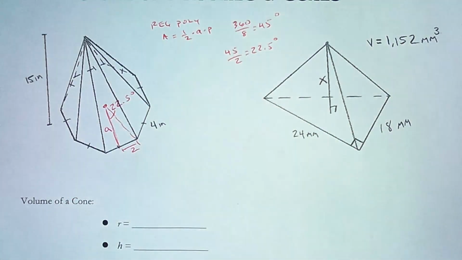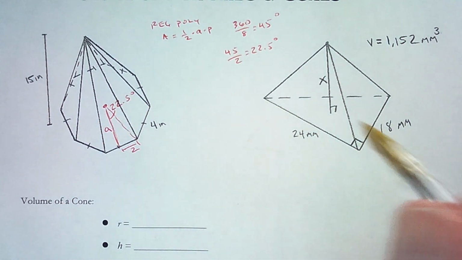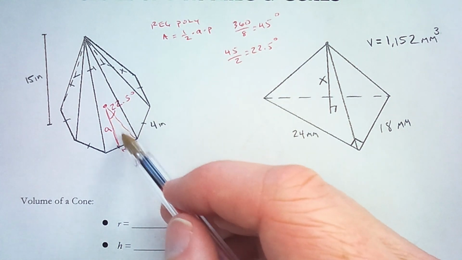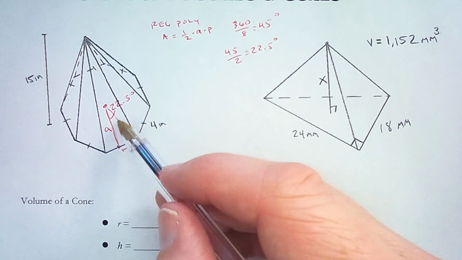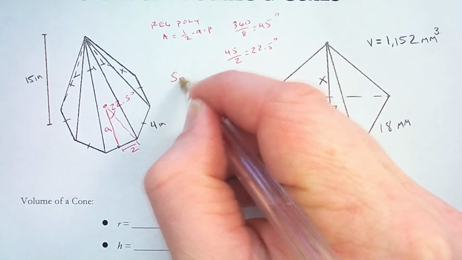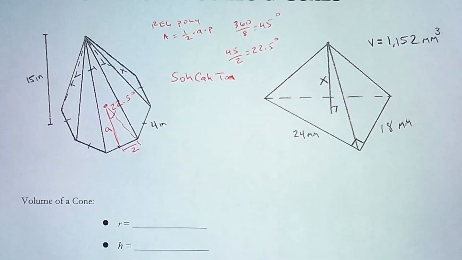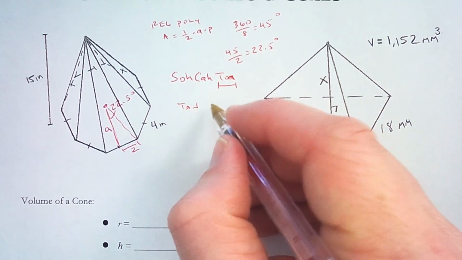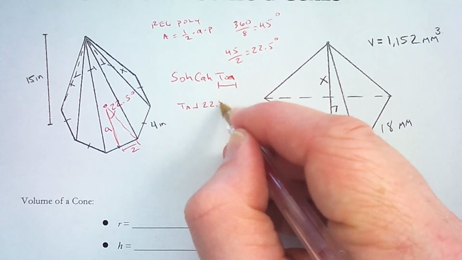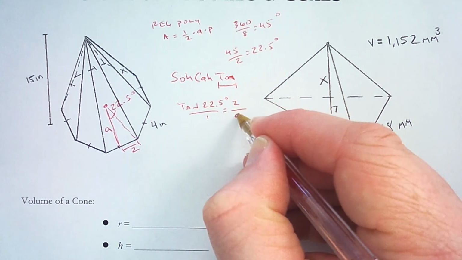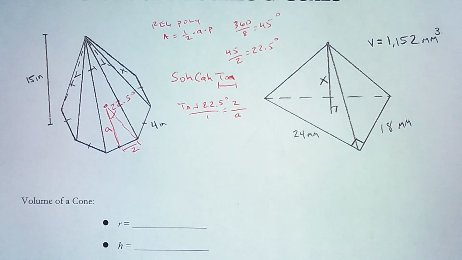And what I want is this apothem right here. Okay, so I'm going to use sine, cosine, or tangent. So what I have is the opposite leg and the adjacent leg. I do not have the hypotenuse. So in SOHCAHTOA, I'm looking for something that has opposite leg and adjacent leg, but not hypotenuse, and it is TOA. So I'm going to use tangent. So tangent 22.5 degrees is to 1, as the opposite leg, 2, is to the adjacent leg, A.